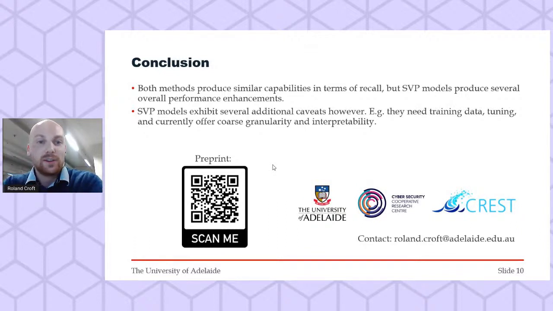So we've identified the relative capabilities for each, and we provide suggestions for which ones to use. Ultimately, they both produce similar capabilities in terms of recall, but the SVP models exhibit several enhancements in terms of the performance for precision and the assessment capabilities. However, we noticed that they also have some additional caveats. The SVP models need training data and tuning, and offer coarse granularity and interpretability. So we see a lot of promise for these learning-based methods, but we still think there's a lot of barriers for adoption, which we look forward to being investigated in the future.